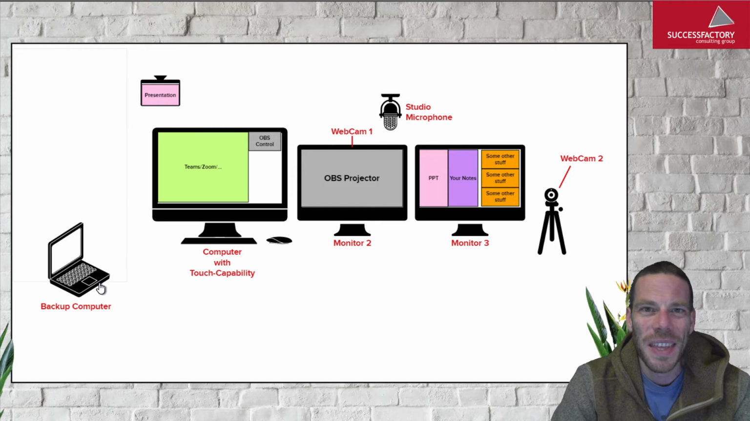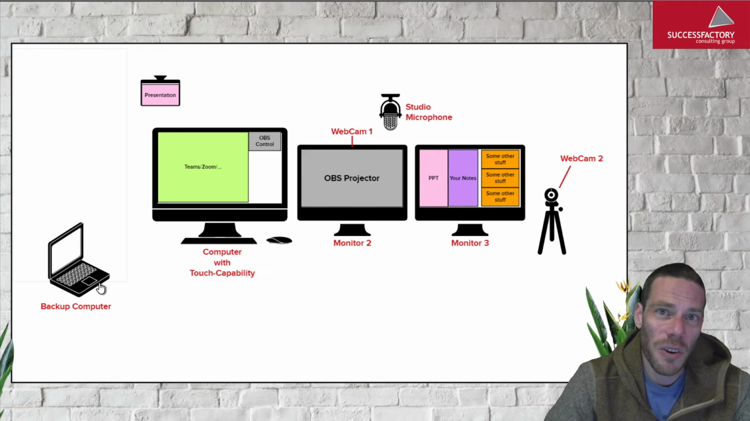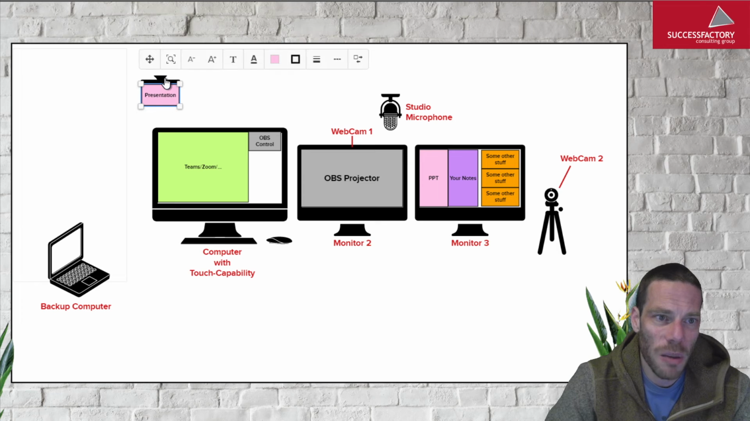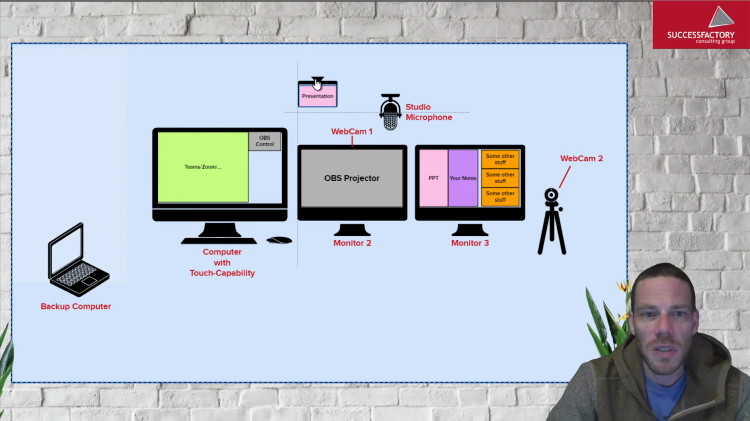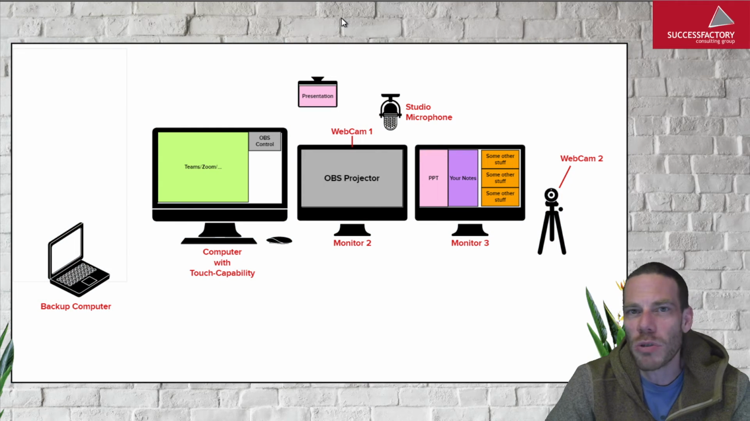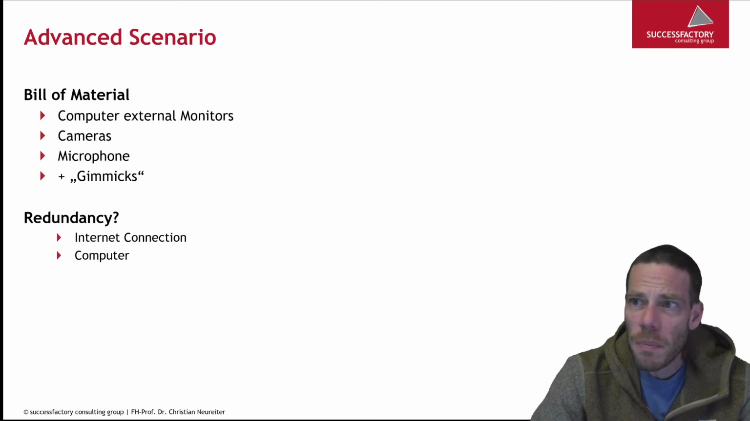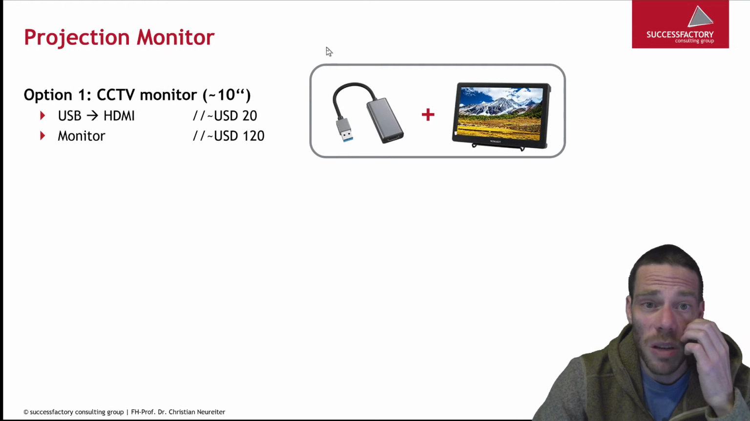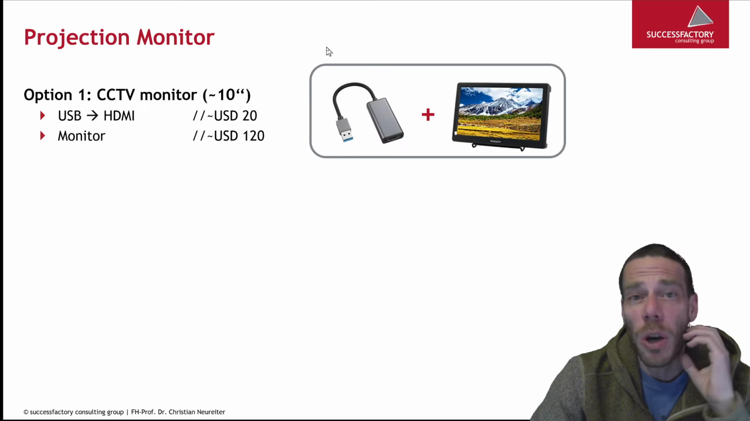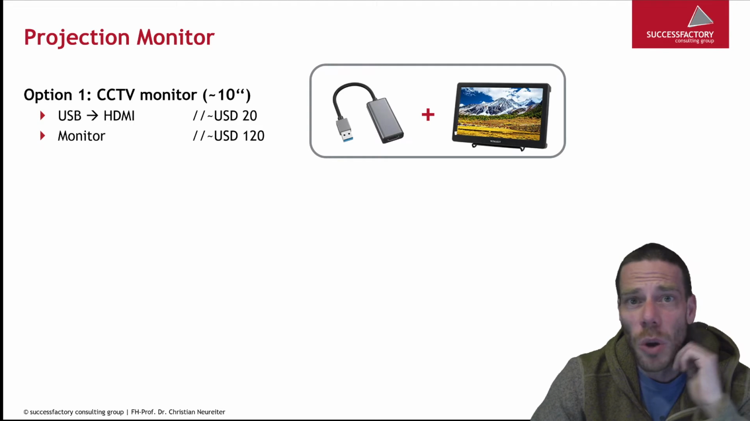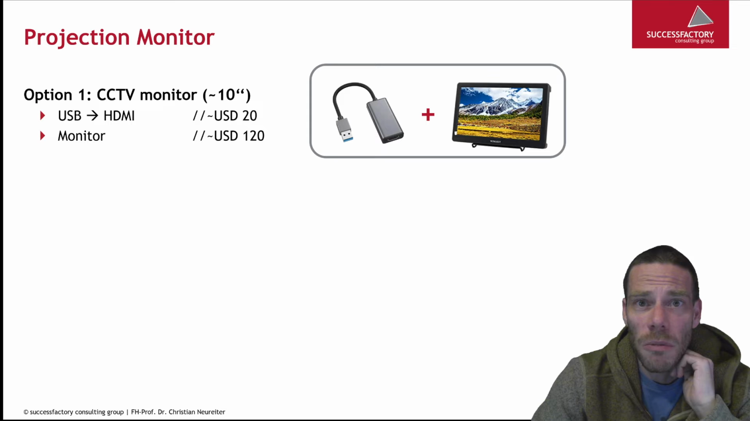Okay? Good. And now let's consider this one monitor again, the projector monitor, because this is something that's kind of important. Let's take a look at what we can do with it. So basically for this projector monitor, we have three options. The first option is the obvious one. We attach an additional monitor.